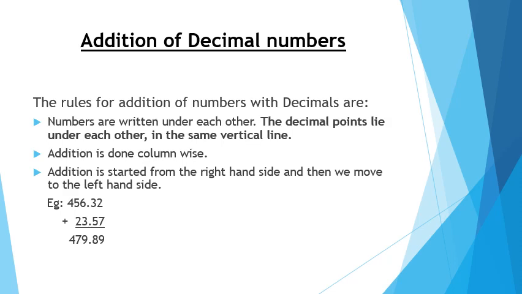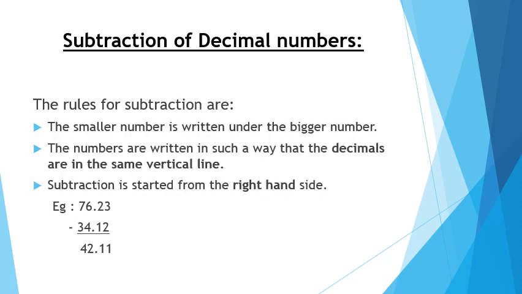For example, we have a number 456.32 and we have to add 23.57 in it. So moving from the right hand side, 2 plus 7 gives us 9, 3 plus 5 gives us 8, point below the point, and then we put the point. 6 plus 3 gives us 9, 5 plus 2 gives us 7 and 4. So the answer is 479.89. So you just have to be careful that the point has to be below the point.